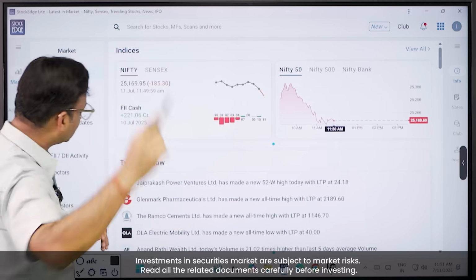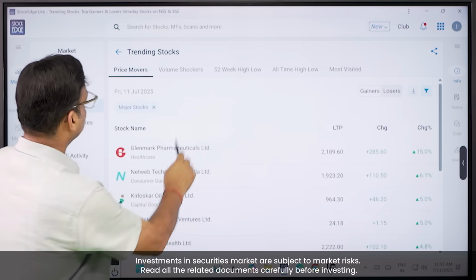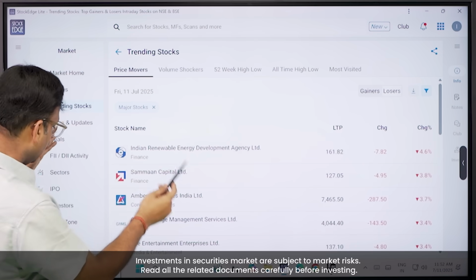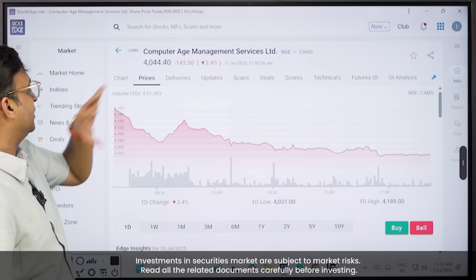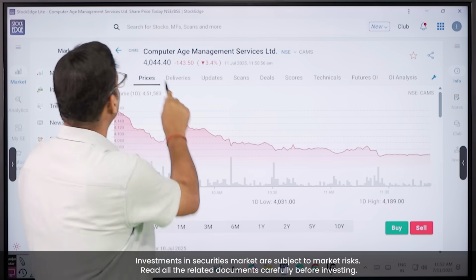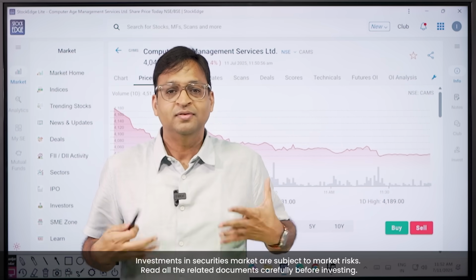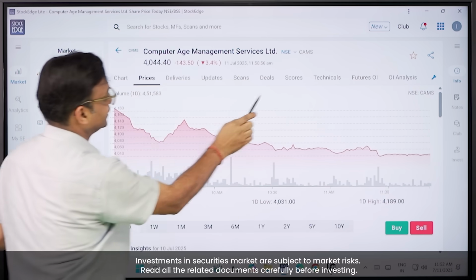Let's take some other stock example, okay? Just let's go to trending stock. Let's go to stocks which are falling. Losers, let's see CAMS, okay? Just like we saw CDSL, let's see CAMS. So CAMS, fallen by 3%. Obviously, if you look at the price, what do I do? What do I do? You will be nervous, right? That is what I'm saying. Don't be nervous. Don't look at the price.